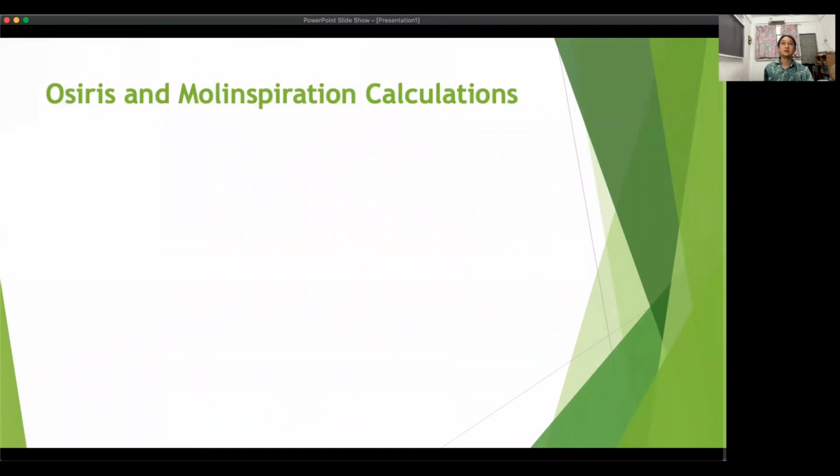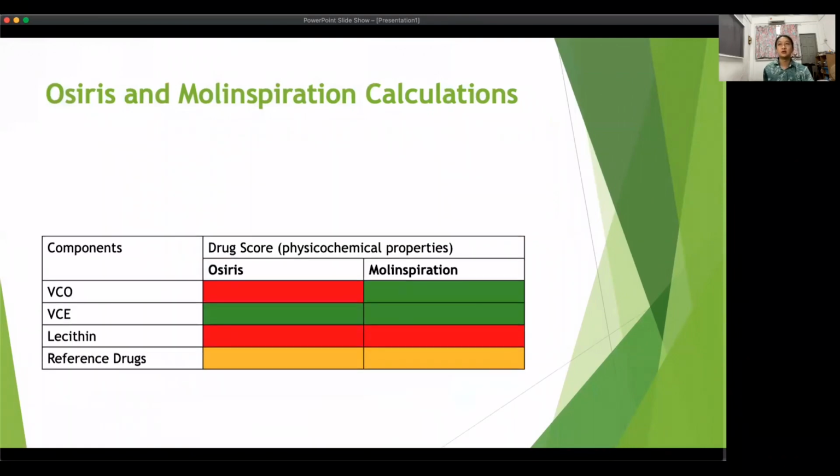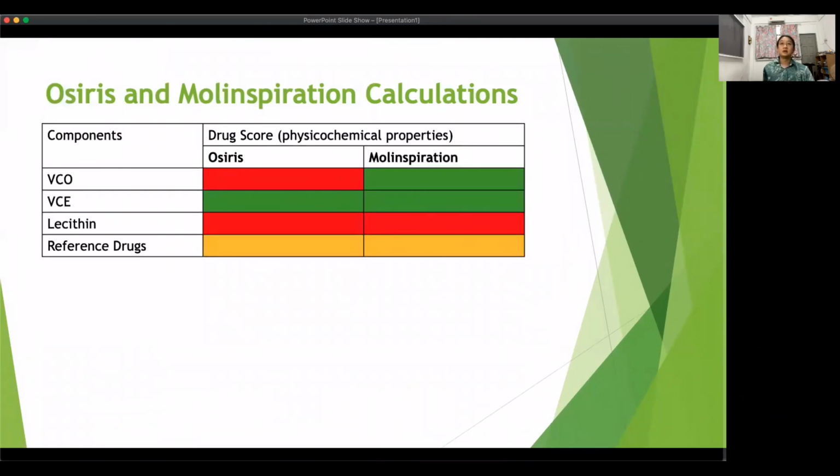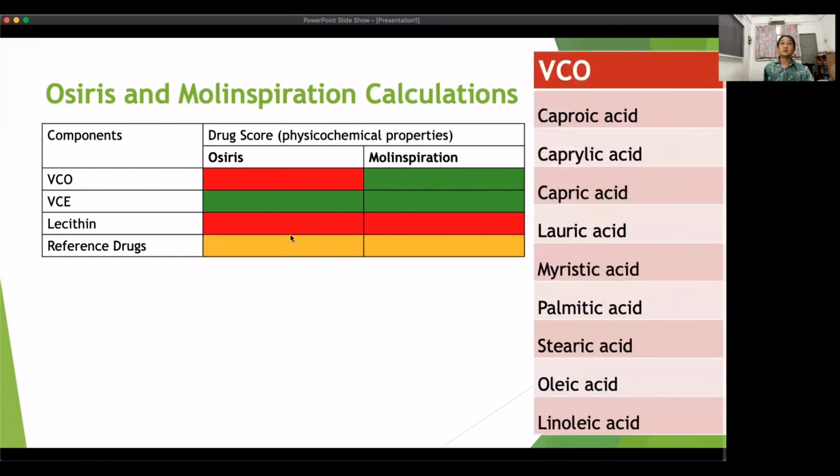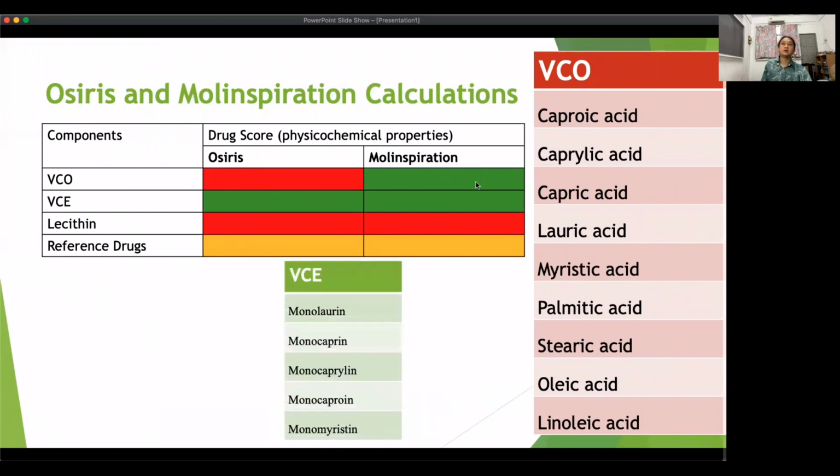So for the Osiris and Molinspiration calculation, here are the results. The VCO components did not show very good Osiris drug scores based on their physicochemical properties, but they show a moderate Molinspiration score, and all the VCE components show good Osiris and Molinspiration scores.